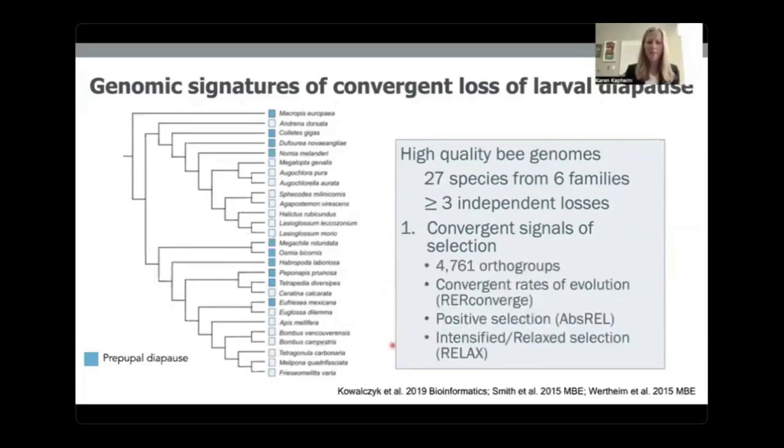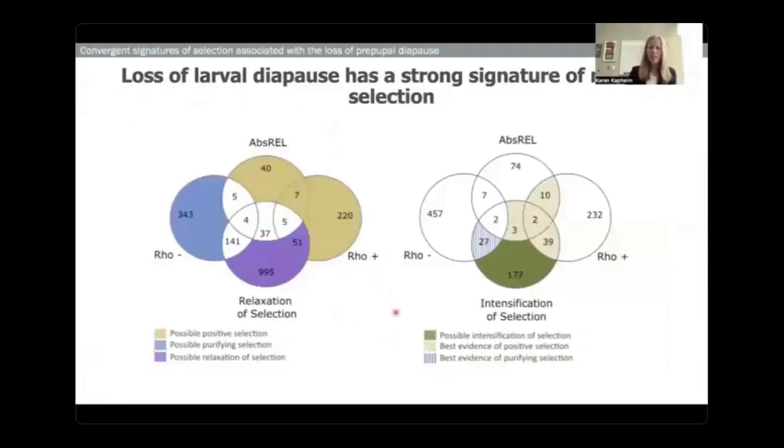expansion and contraction. So starting with those signatures of selection, we were able to identify close to 5,000 orthogroups. We looked at convergent rates of evolution, positive selection, and relaxed selection. And here are the results. So the number in each of these partitions in this Venn diagram is telling you the number of orthogroups we found in this category.